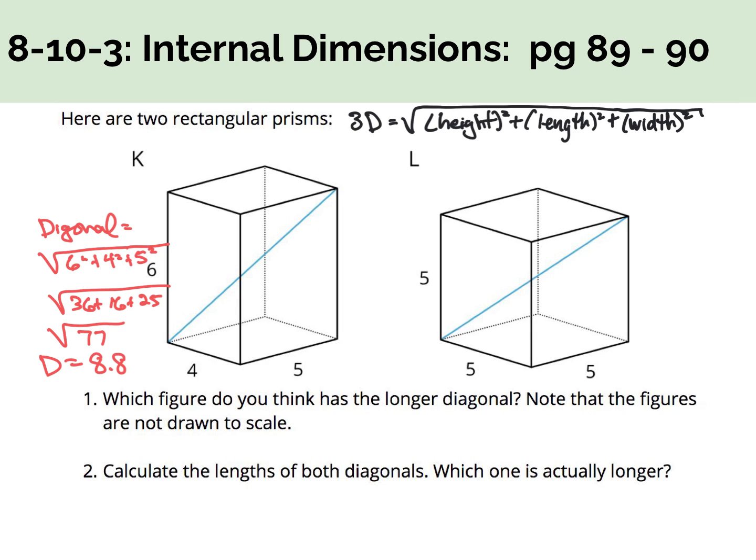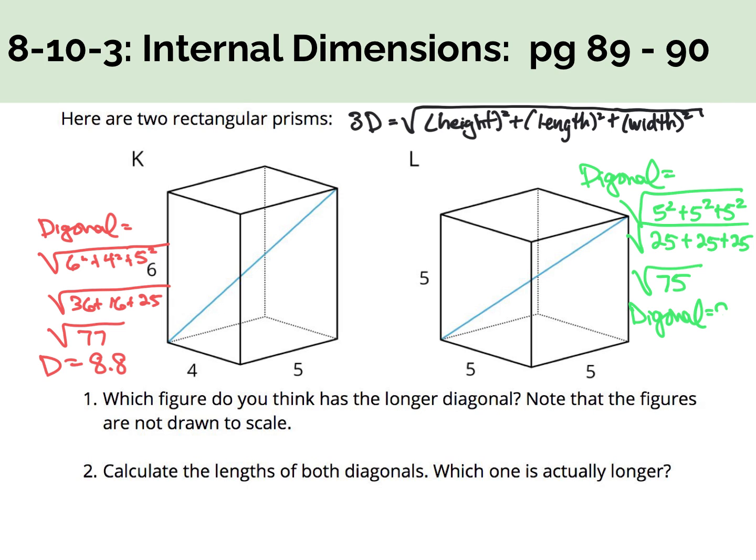Let's try it with L. So diagonal is going to be 5 squared plus 5 squared plus 5 squared. So it would be 25 plus 25 plus 25. Add them all together, which is 75. So this one is the square root of 75, which is actually going to be shorter than the other one. Let's find the decimal. Our diagonal is going to be 8.7. So just a tiny bit smaller, and actually prism K is bigger.